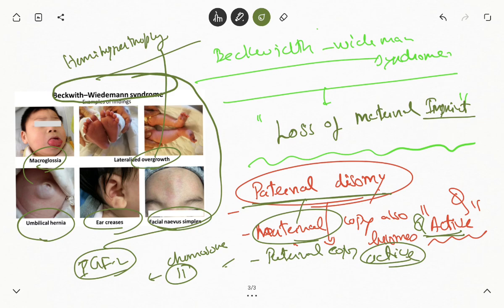So Beckwith-Wiedemann syndrome is due to loss of the maternal imprint, that is, maternal inactivity becomes active. So both of the chromosomes or the genes become active, leading to paternal disomy in chromosome 11, leading to increased activity of insulin-like growth factor 2, leading to Beckwith-Wiedemann syndrome.